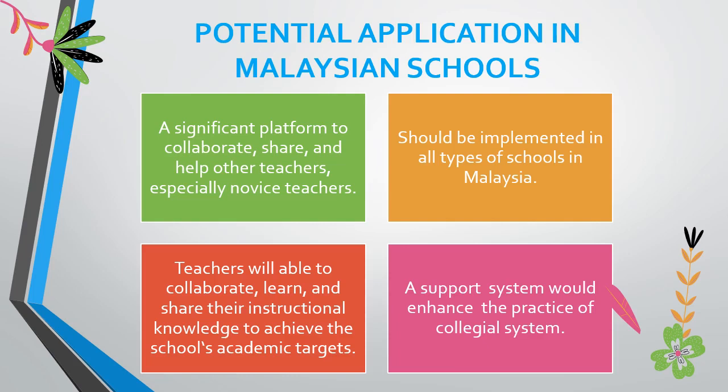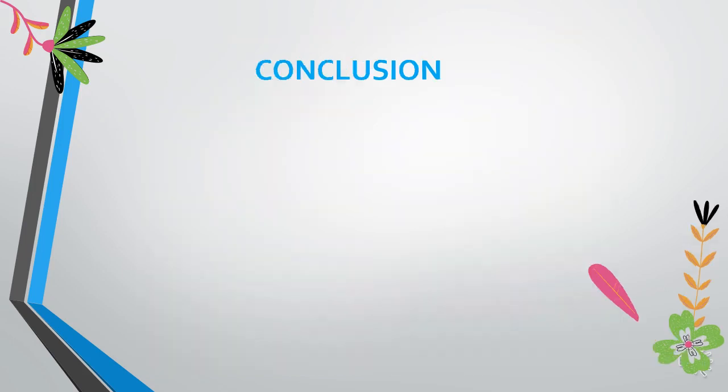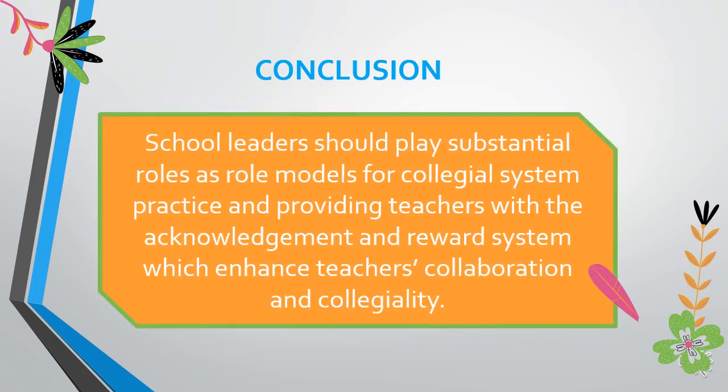It should be implemented in all types of school in Malaysia. Teachers will be able to collaborate, learn, and share their instructional knowledge to achieve the school's academic targets. The majority of teachers believe that a support system would enhance the practice of the collegial system. As a conclusion, it might be said that school leaders should play substantial roles as role models for collegial system practice and provide teachers with an acknowledgement and reward system to enhance teachers' collaboration and collegiality.